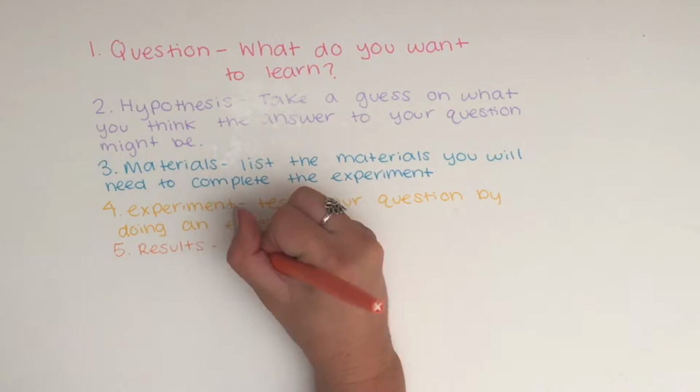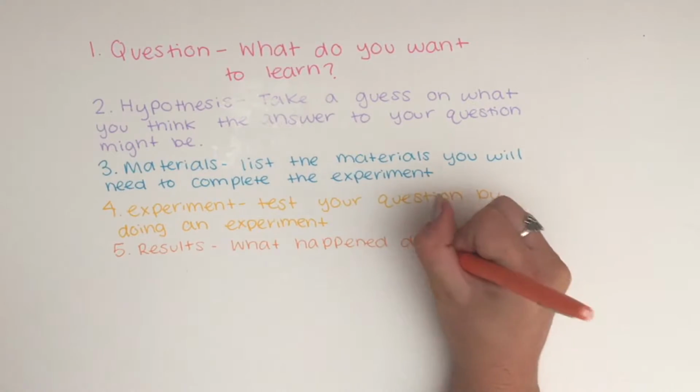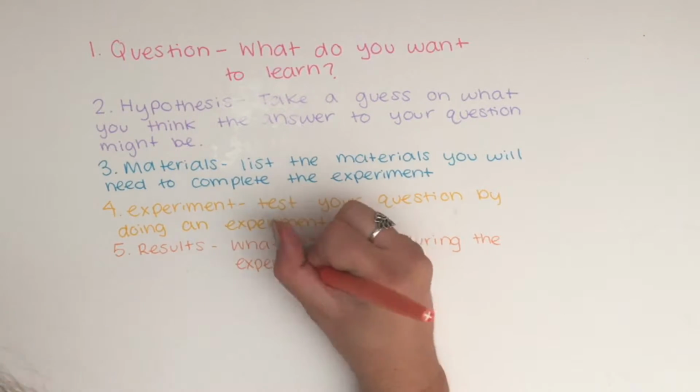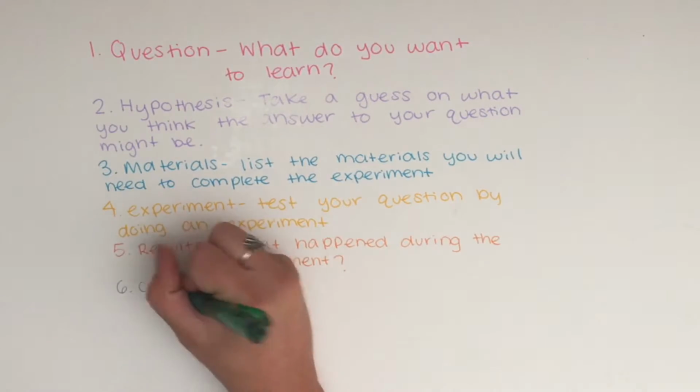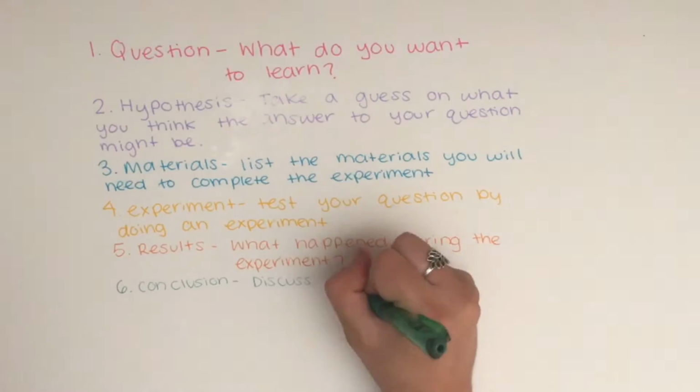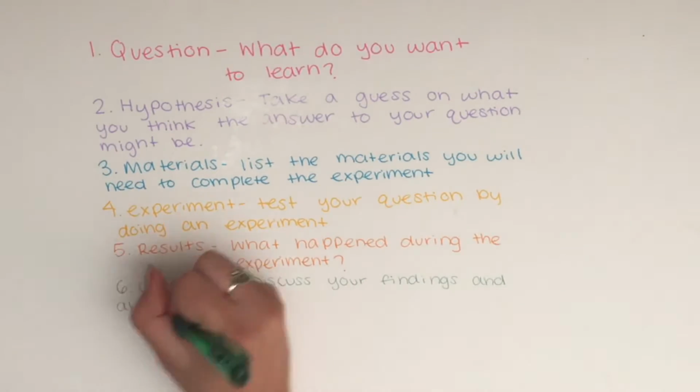The fifth step is to look at the results from the experiment. What happened during the experiment? Based on your results, come up with a conclusion. Discuss your findings and answer your question.